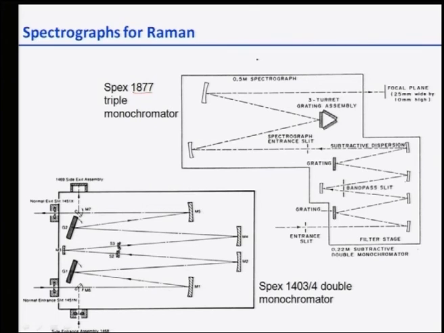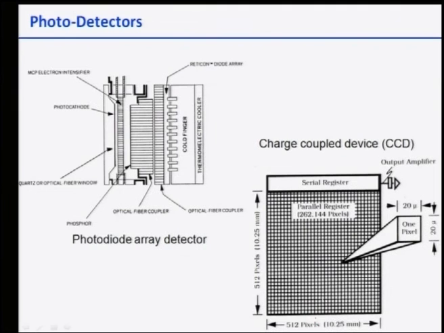then it passes through a lot of band passes, finally it goes to the subtractive dispersion and falls on a three-turret grating assembly and then comes out. Well, we will not discuss so much detail, but there are two types of spectrographs used. One is the double monochromator type, one is the triple monochromator, which has a better ability to collect data than this one. Otherwise you can use photodetectors, and nowadays people use photodetectors because these are easy to manipulate and easy to work with.